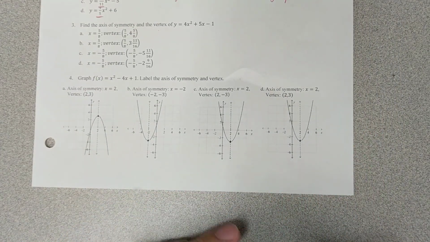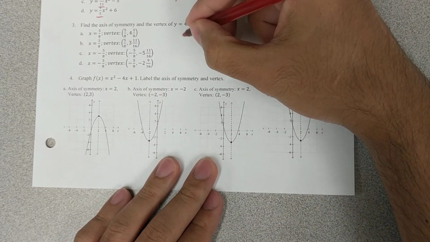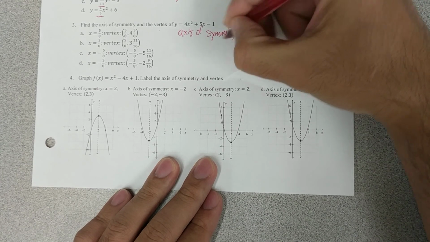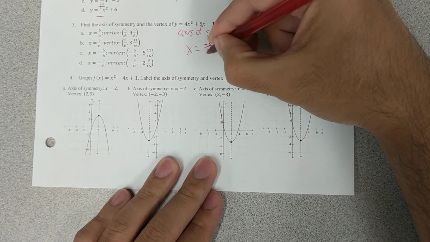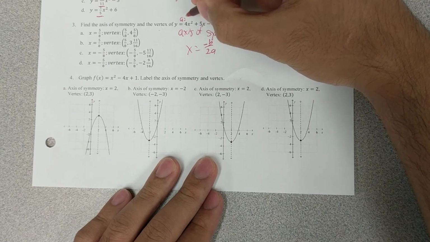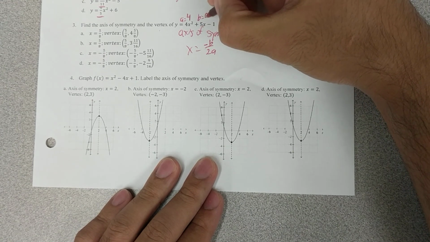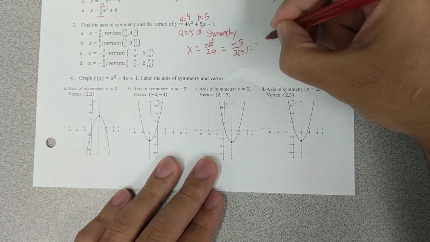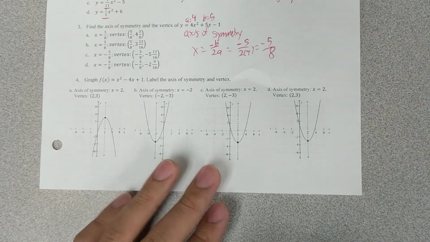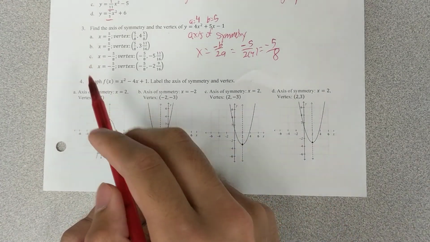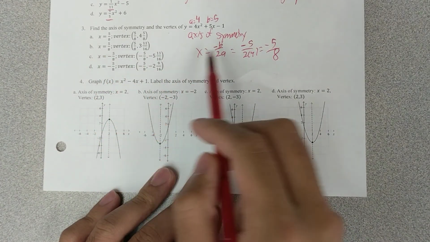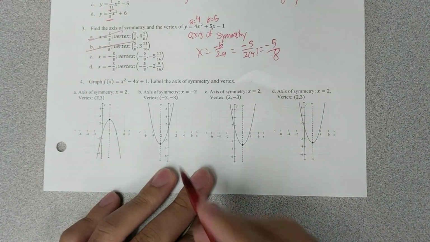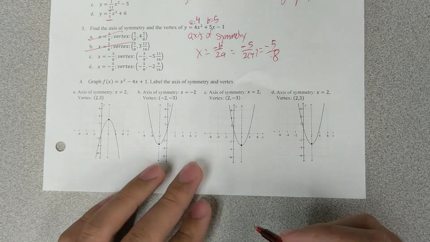Okay, find the axis of symmetry and vertex. So axis of symmetry formula, x equals negative b over 2a. So for this quadratic, a is 4 and b is 5. So let's plug those in. Okay, negative 5/8. And since this is multiple choice, we should eliminate the answers that are already ruled out. So A and B are out because they don't have the correct axis of symmetry.